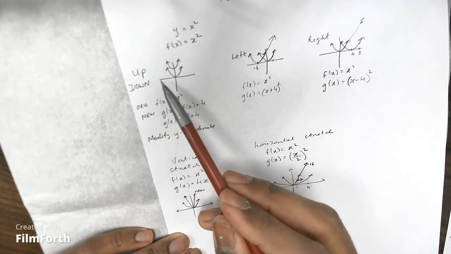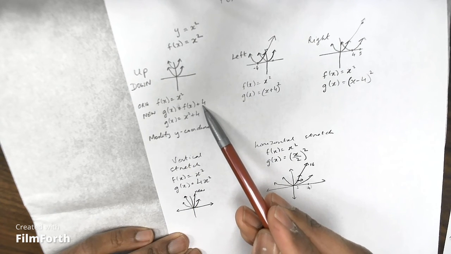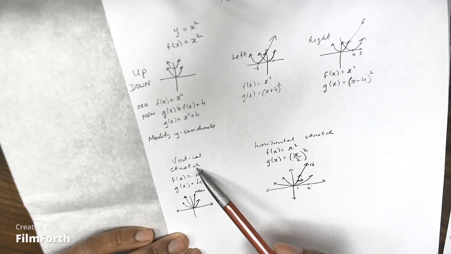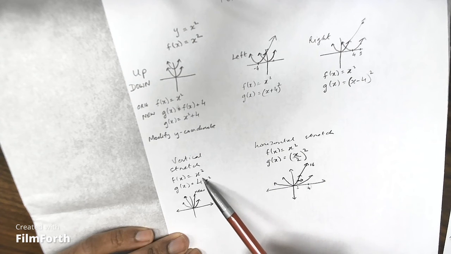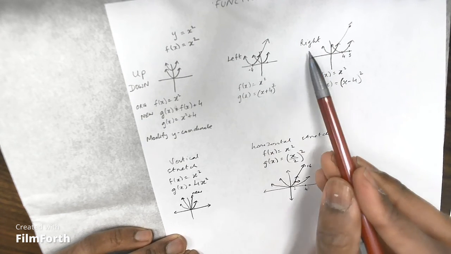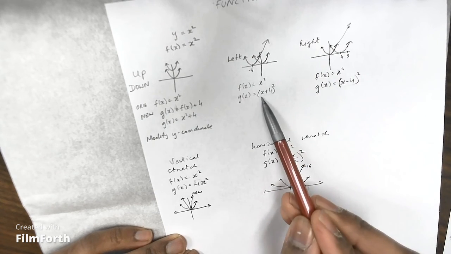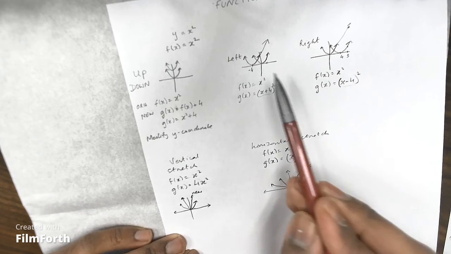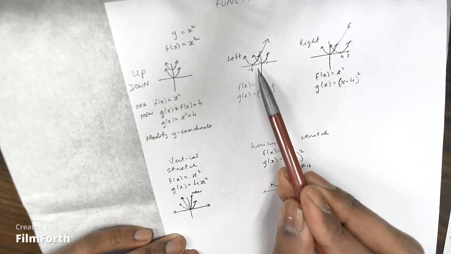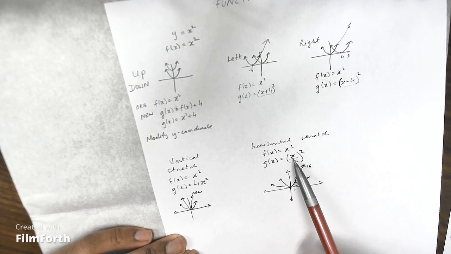So up and down, you basically add or subtract from the y coordinate. For vertical stretch or vertical shrink, you will multiply the y coordinate with some number. For horizontal translation, so left or right, you will change the x coordinate. And for the horizontal stretch and shrink, you will modify the x coordinate again.